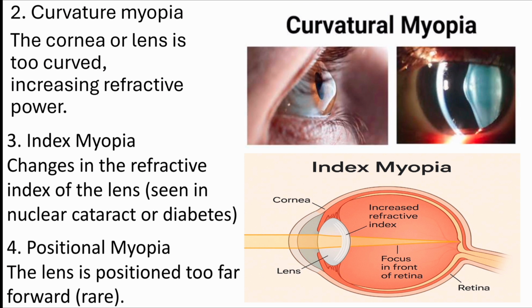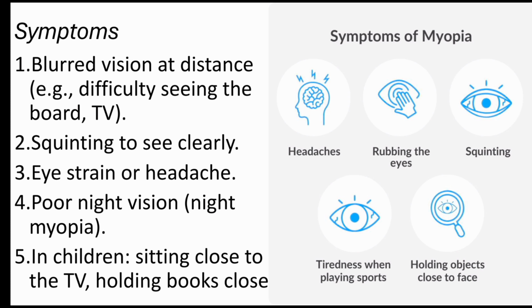We have to know what the risk factors of myopia are. First one is genetic. We have to ask the patient for family history. Then prolonged near work, reading, screen time, or study without breaks. Then lack of outdoor activities and less daylight exposure is associated with myopia progression, and people living in urban areas have a higher prevalence than in rural areas. Blurred vision at distance, squinting, eye strain or headache, poor night vision, and in most children sitting close to the TV or holding books close are the symptoms of myopia.